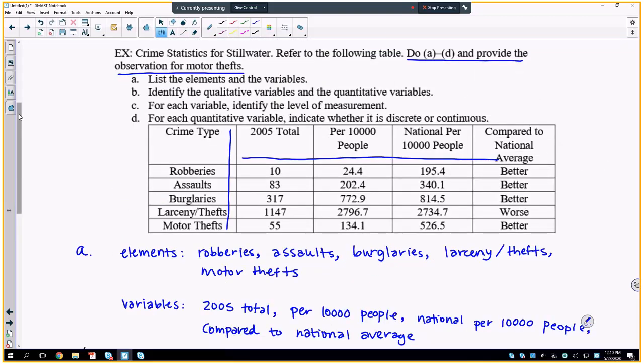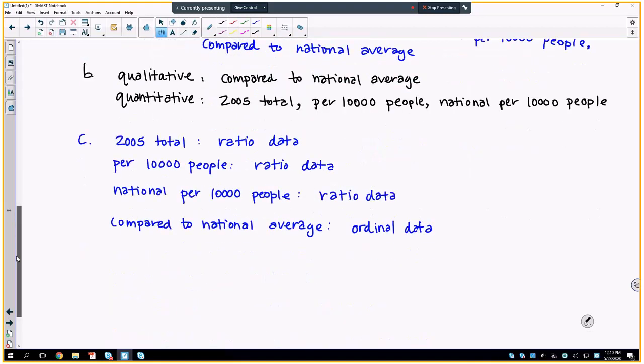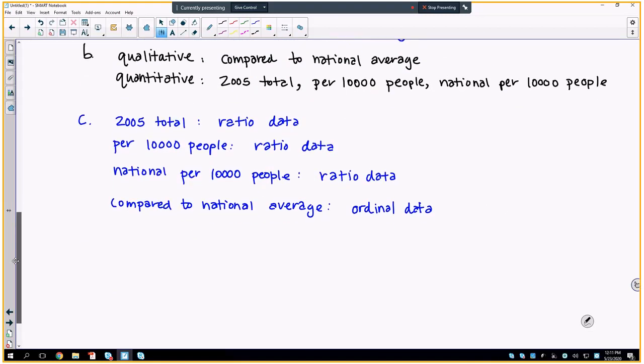Question D. For each quantitative variable, indicate whether it's discrete or continuous. So we know that our quantitative variables we found in part B are the 2005 total, the per 10,000 people, and the national per 10,000 people. So let's put part D out here, and I'm going to say the 2005 total, the per 10,000 people, and the national per 10,000 people. I want to say whether they're discrete or continuous, and this is going to be question D.